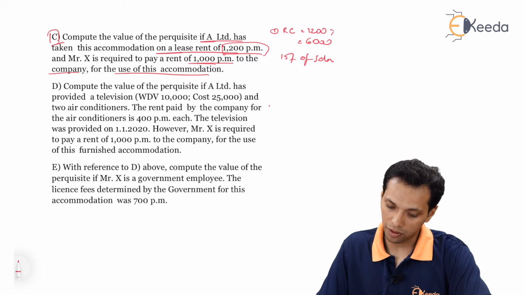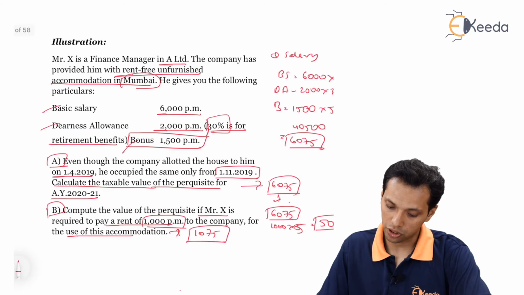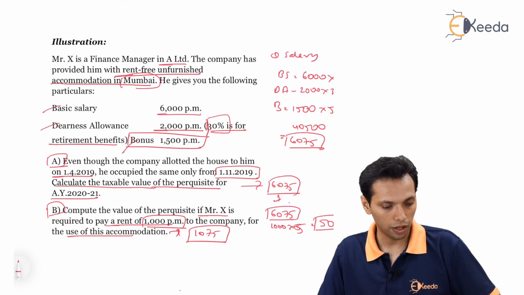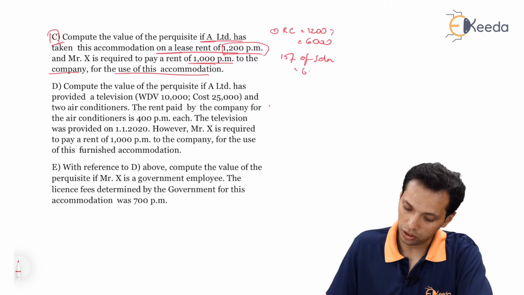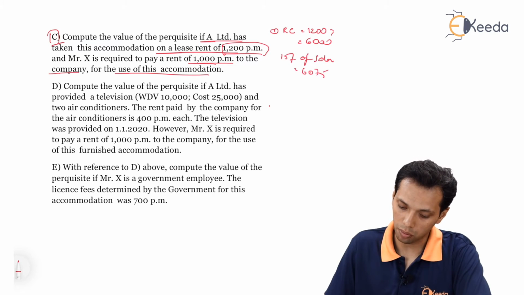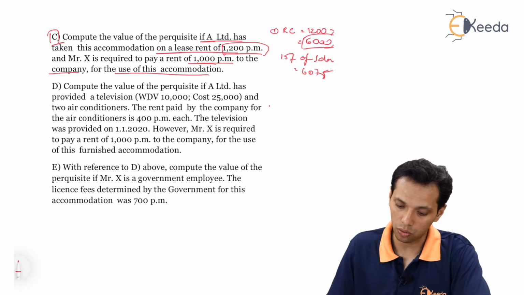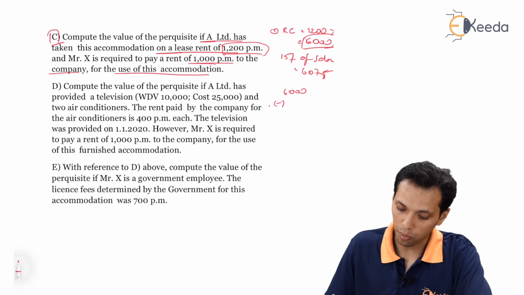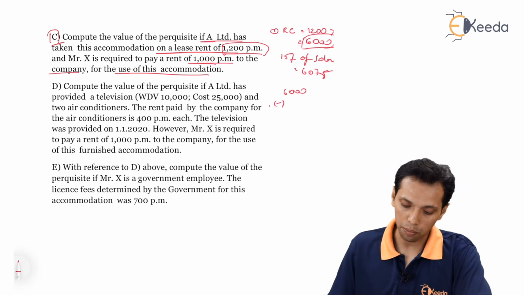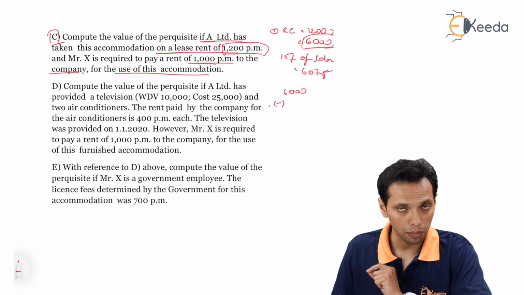So in our first example we had calculated this, which is 40,500 into 15%, right? So 6075 is the amount. So whichever is lower, 6,000 will be the perquisite value. Then any amount recovered from the employee, which is 1,000 per month.